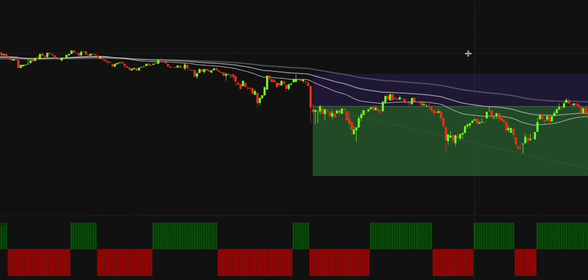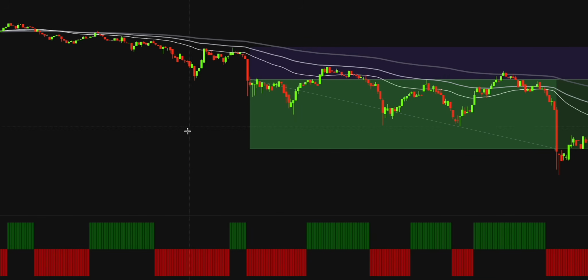Now let's learn the rules for a sell trade. First, the price must be closed below all 3 EMAs. The EMAs must be aligned properly. Keep that in mind too.